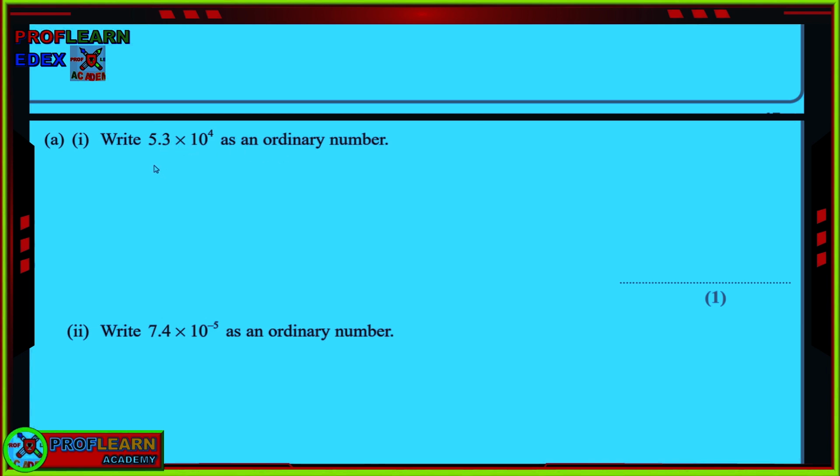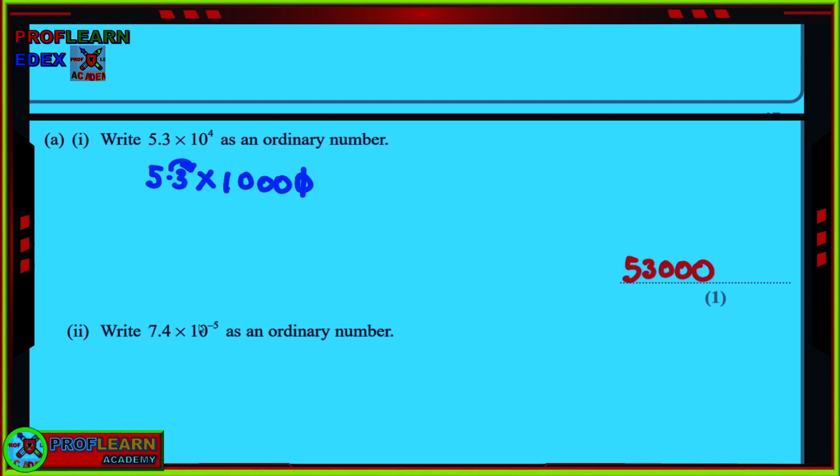So you can see here we are given 5.3 times 10 raised to power 4, which is the same as 10,000. So the 10,000 will cancel the decimal place, moving it to that particular point. And finally, our answer is going to become 3,000.